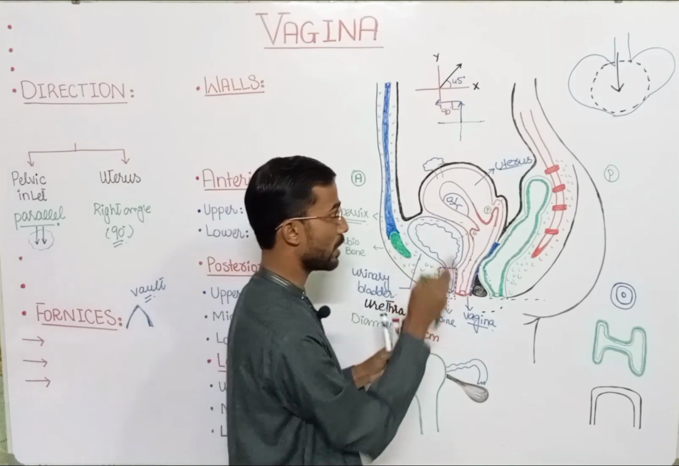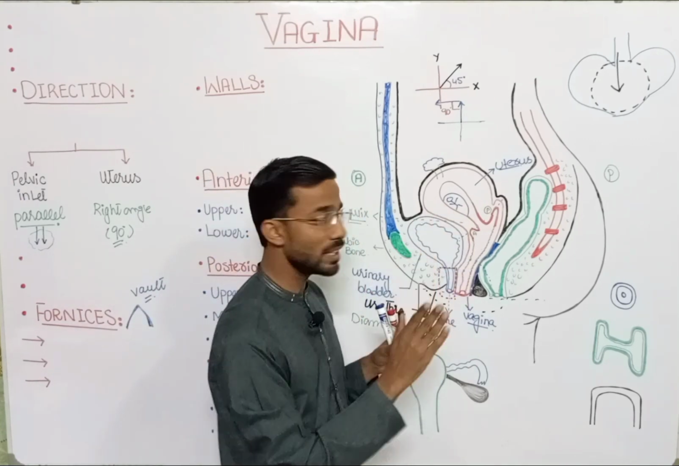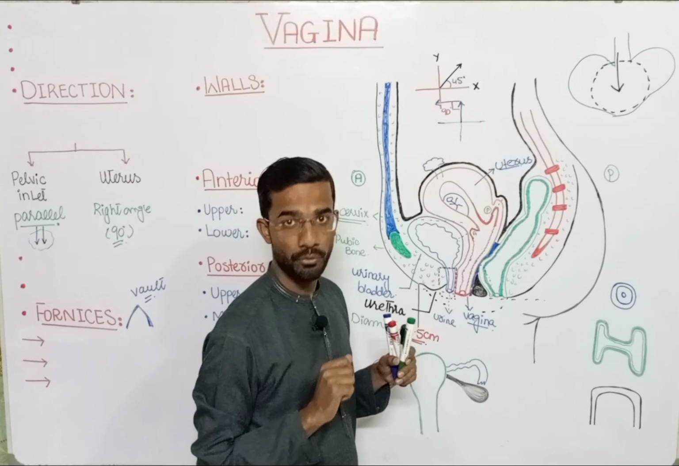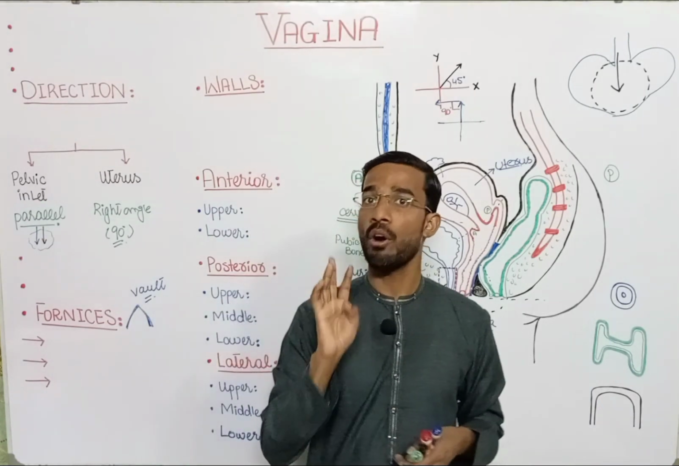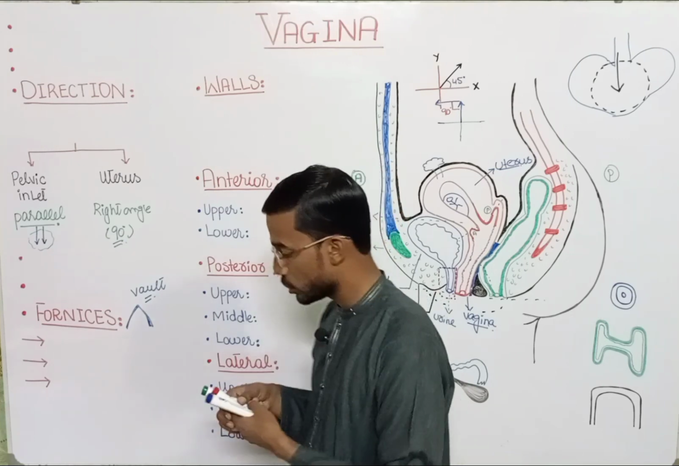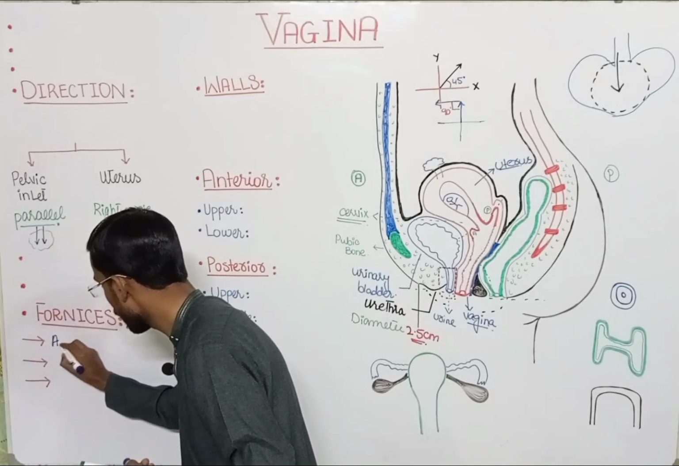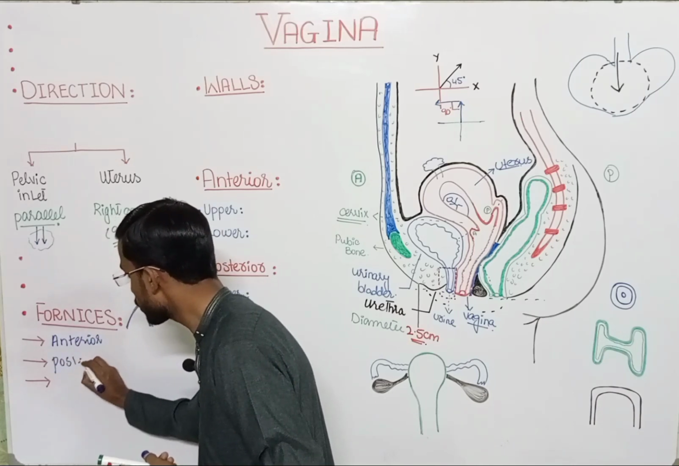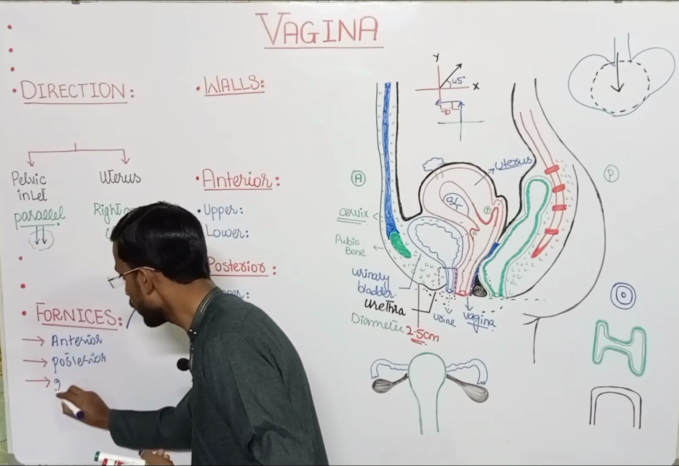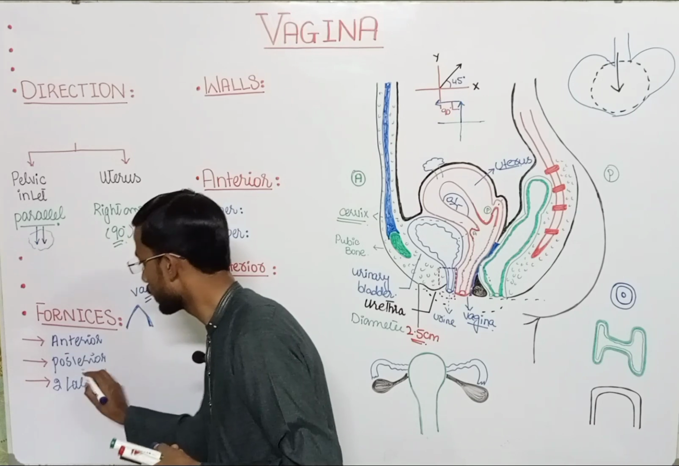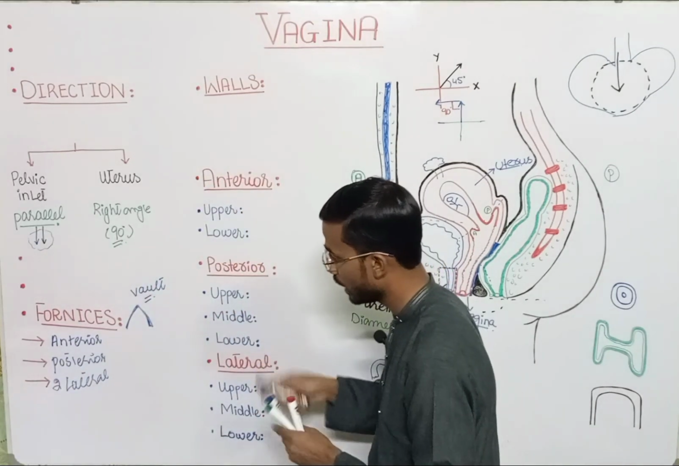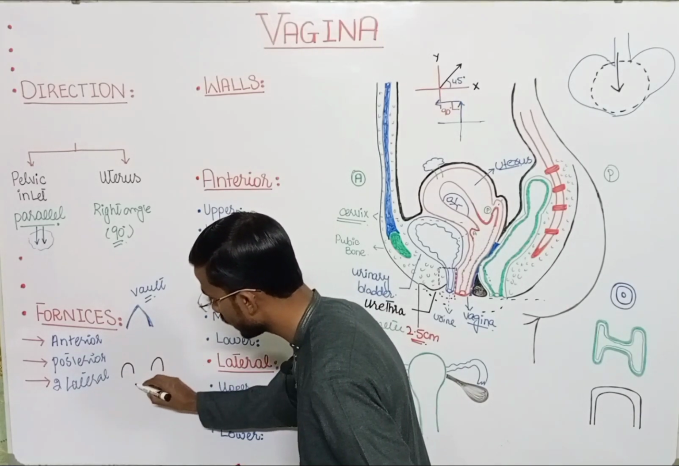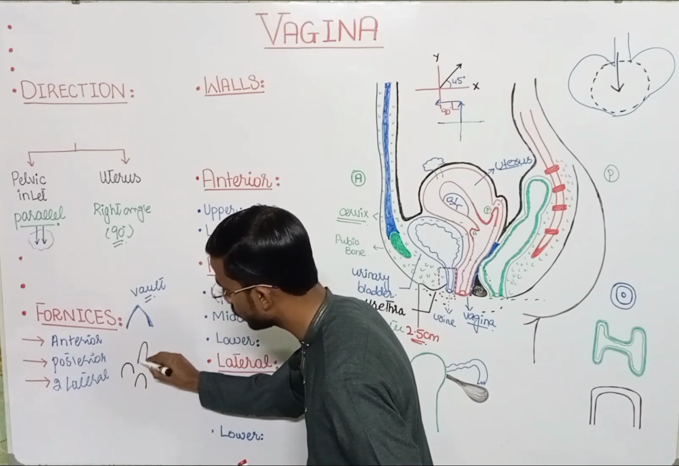And this is actually 2D, but if we see it in 3D, then at this side and at the back side, you will see the two lateral fornices. So you will see four fornices present in the vagina. The first one is the anterior fornix, the second one is the posterior fornix, and two are the lateral fornices. They actually look like this.